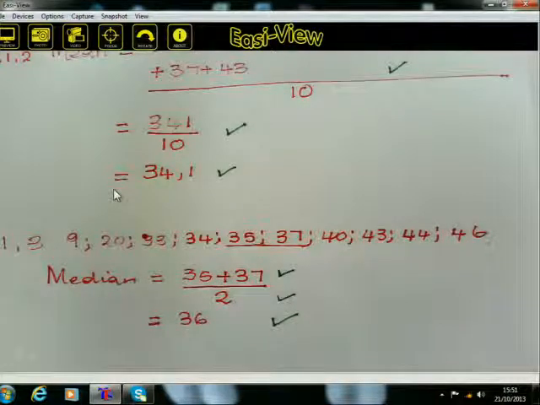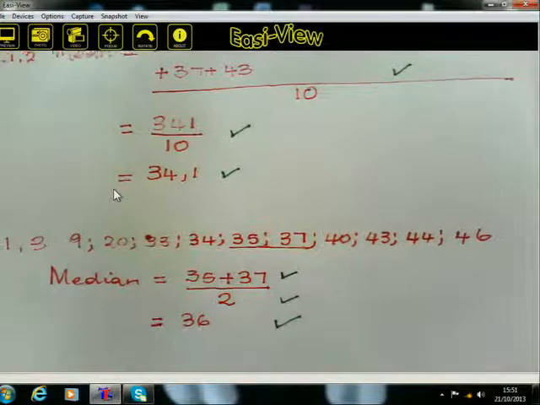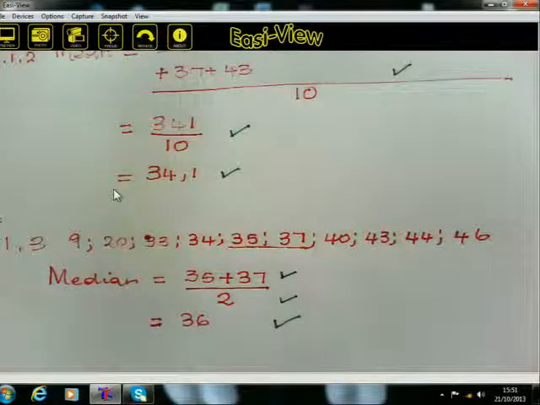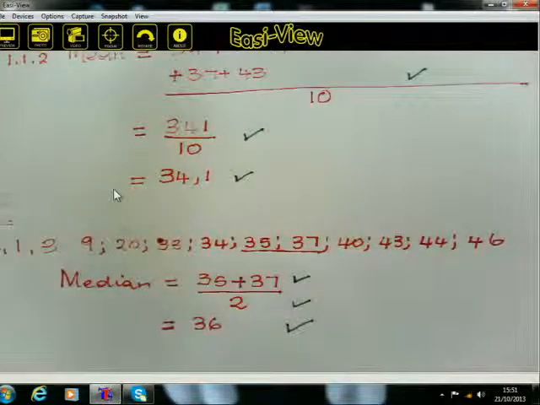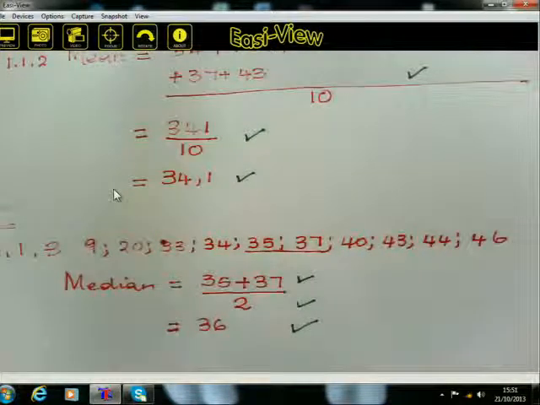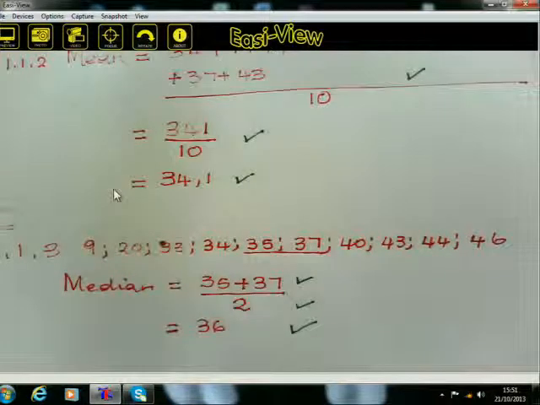So be careful. I believe you got everything in order. So you have answered 1.1.3. Now we had to go to 1.1.4.